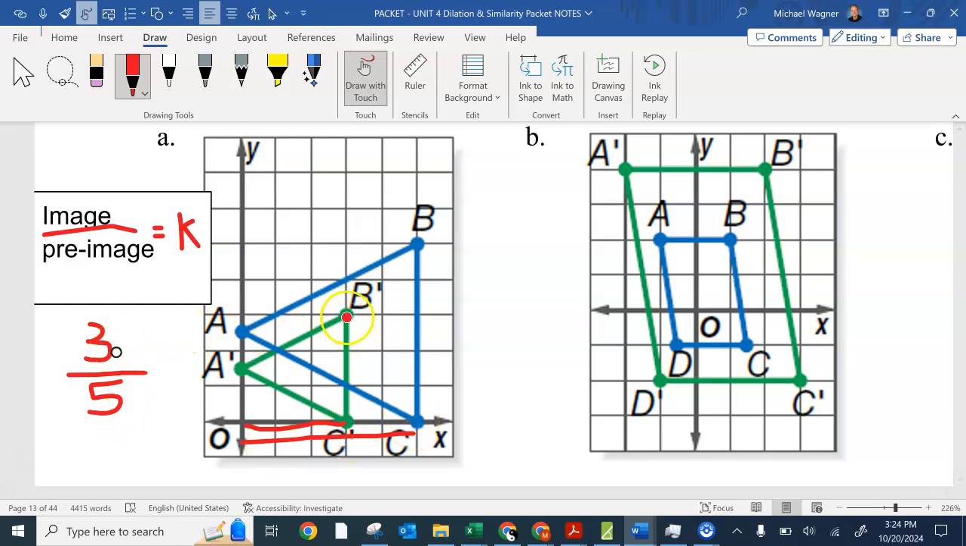And if you want, you can check another one. Look at B, for example. B goes up from the x-axis 1, 2, 3. And so that would be the 3, right? Divided by what? Divided by the pre-image, 1, 2, 3, 4, 5. So every single point should be the same, especially if it's from the origin. Take a moment to see if you can figure out the scale factors for B and C, put me on pause, check with your neighbor, see what you get, and then come back.